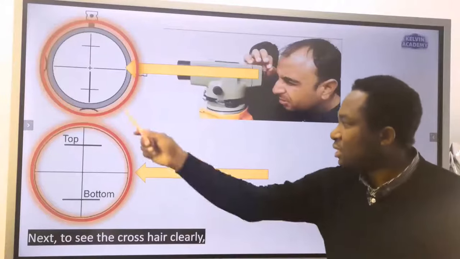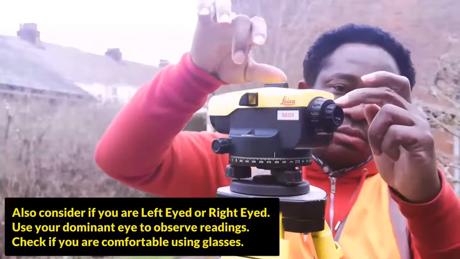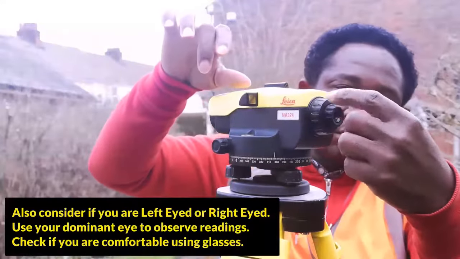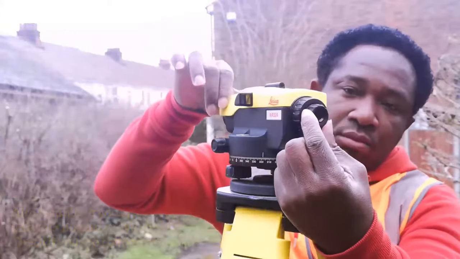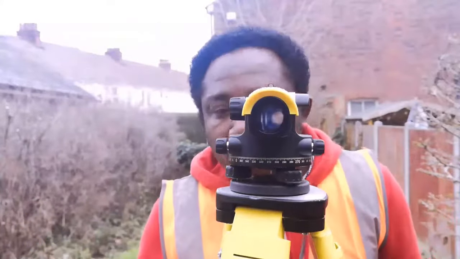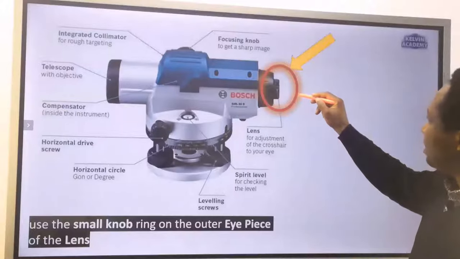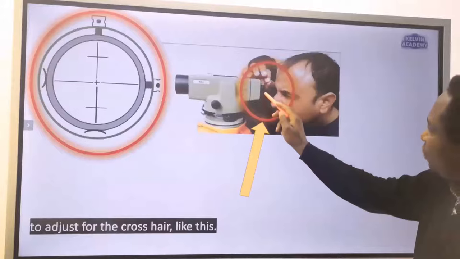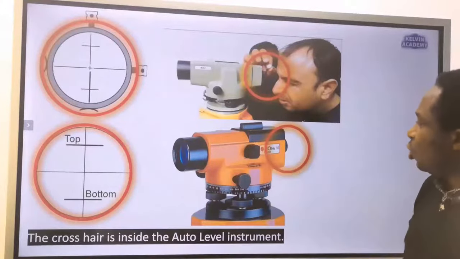Next, to see the crosshair clearly, use the small knob ring on the outer eyepiece of the lens to adjust for the crosshair like this. The crosshair is inside the auto level instrument. Now you should be able to see the crosshair clearly.